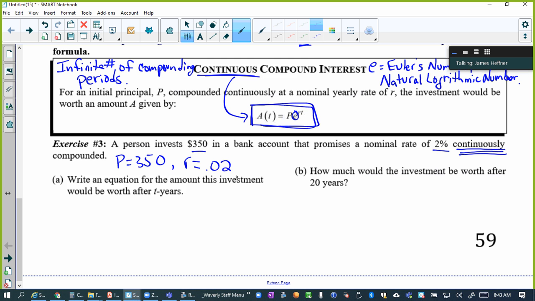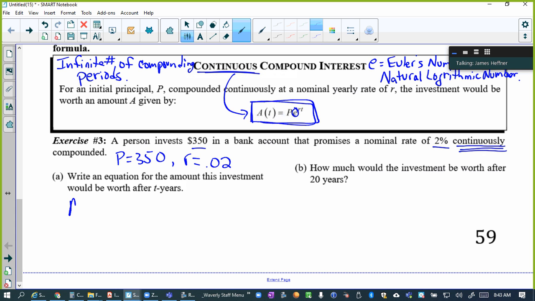All right, so let's write our equation, our A of t, for continuous compounding. Well, P e to the rt. P is 350, e to the 0.02 times t. Simple as that. And there is an e to the x button on your calculator.